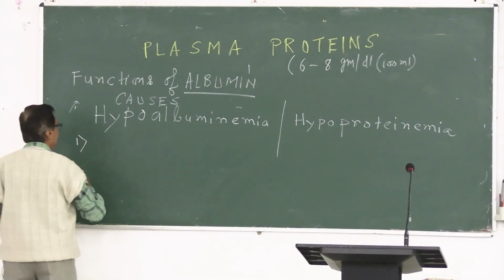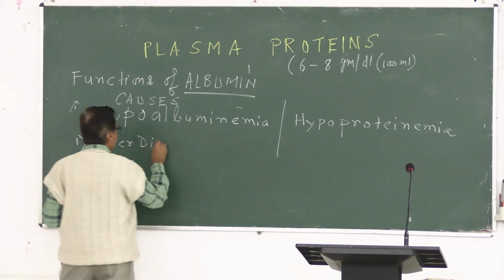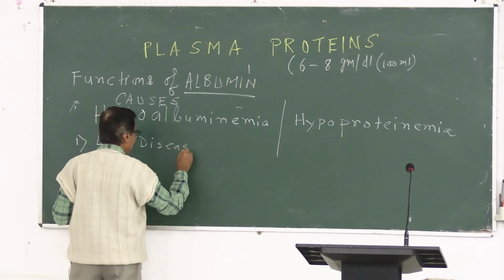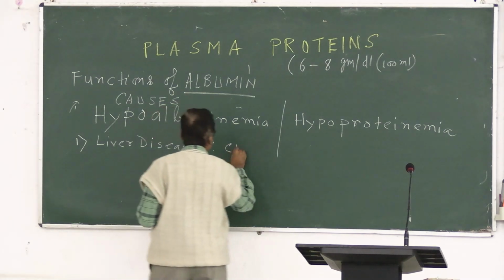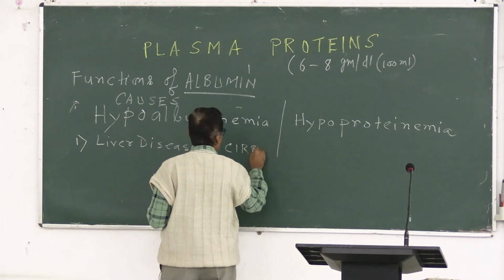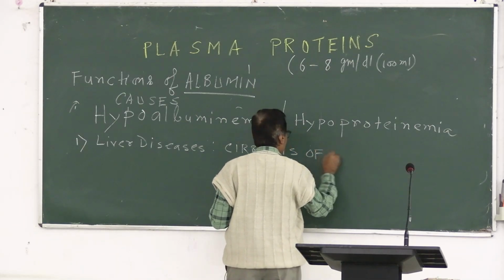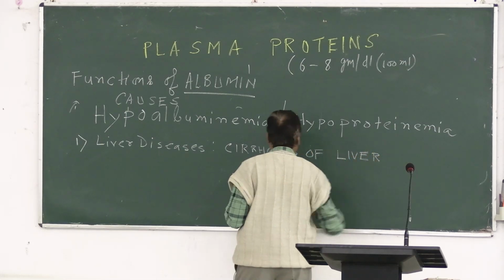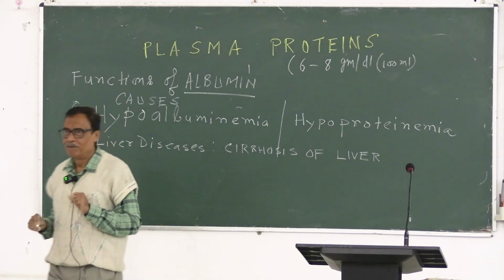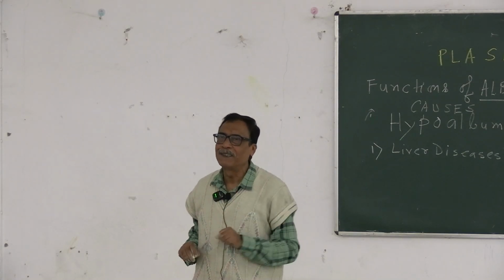So number 1 is liver diseases. What are the important liver diseases? Particularly, the name of the disease is cirrhosis of liver, a very important disease of the liver, which is produced by many factors, particularly alcohol. Cirrhosis of liver is the most important cause of hypoalbuminemia because the liver is damaged here and cannot synthesize albumin.